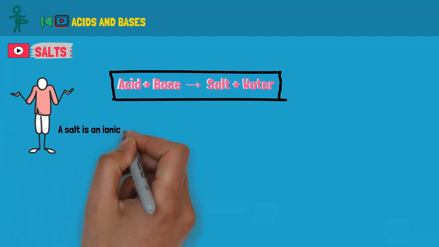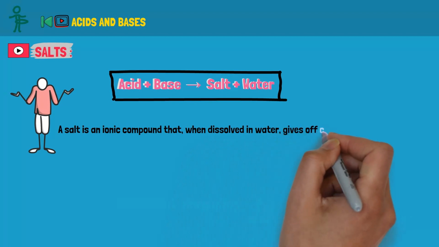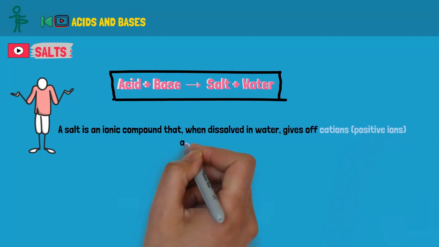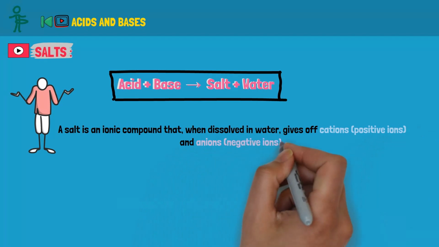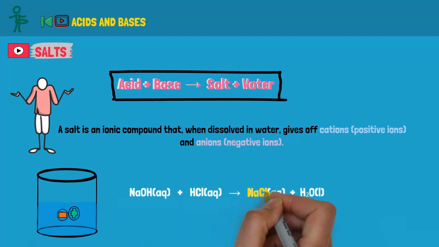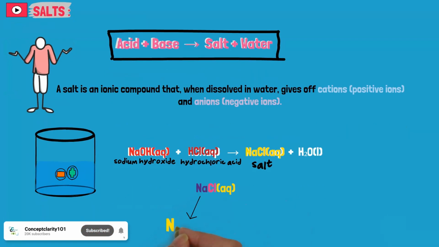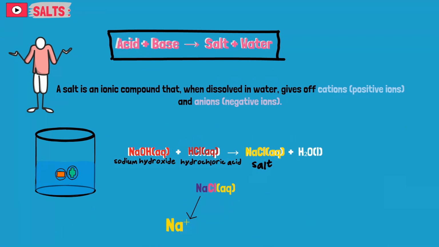Well, a salt is an ionic compound that when dissolved in water gives off cations, which are positively charged ions, and anions, which are negatively charged ions. For example, sodium chloride, NaCl, is a salt formed from the reaction of sodium hydroxide and hydrochloric acid. Sodium chloride has two ions, sodium, Na+, as the cation and chloride, Cl-, as the anion.